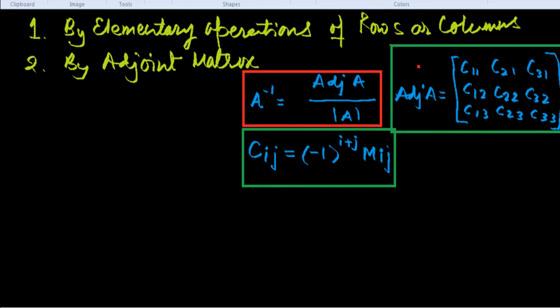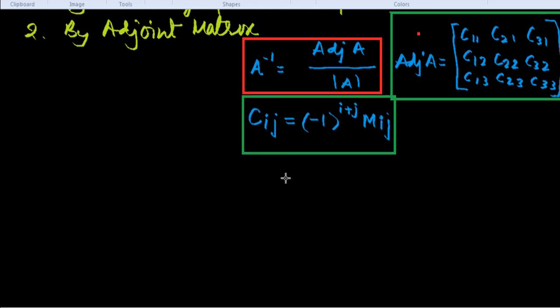So for the adjoint, first of all we find C11, C12, C13 through this formula Cij. So we start with C11. C11 we get as minus 1 to the power 1 plus 1, since i is 1 and j is 1 here, and M11. What would be M11?